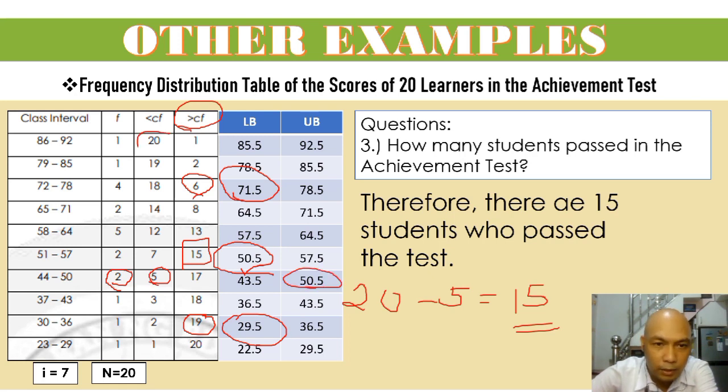So, halimbawa, ano ibig sabihin ng 20? There are students who got less than or equal to 92.5, kasi ang pinaka-highest mo lang naman talaga ay 92. So, ganun yung interpretation ng cumulative frequency na kung saan pag less than, ang gagamitin ay upper boundary. Pag greater than, ang gagamitin naman ay si lower boundary.